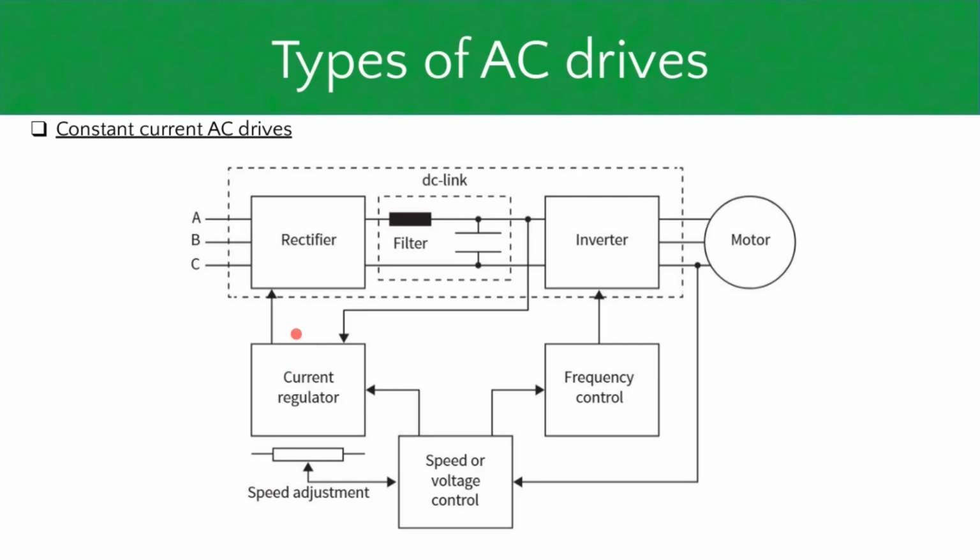Then you have constant current or current source AC drives, basically making use of a current regulator. So you're essentially measuring the current going into the inverter, and using that to control your rectifier, and thus control your DC voltage. And you can also do your speed and voltage control here as well. You can see that your output current, or your load current, is being used here to control the speed of your motor in this case.